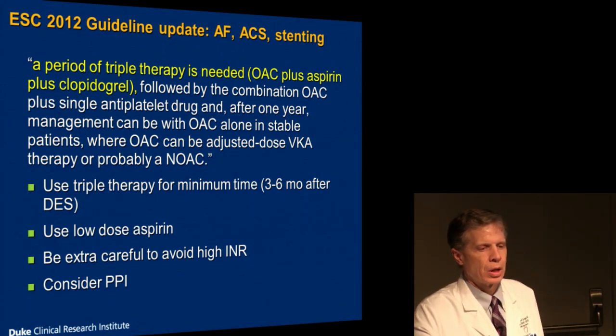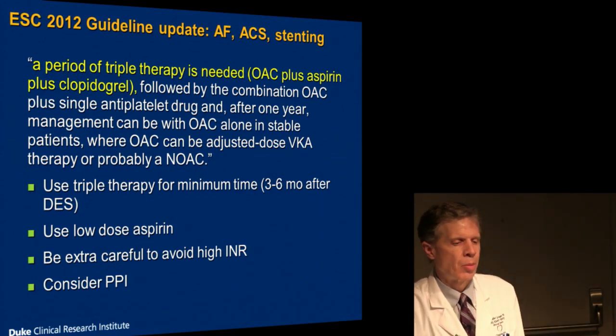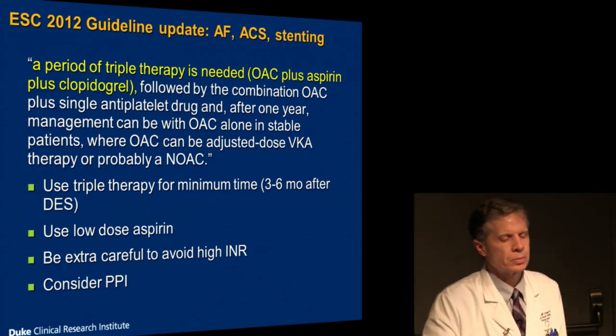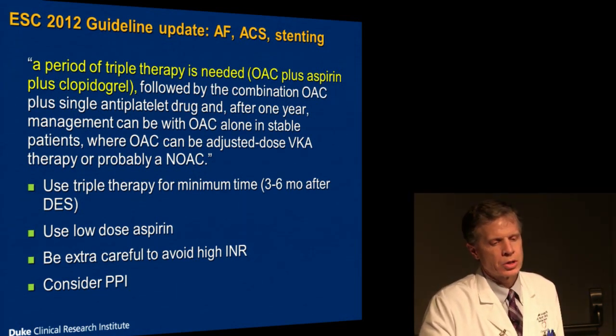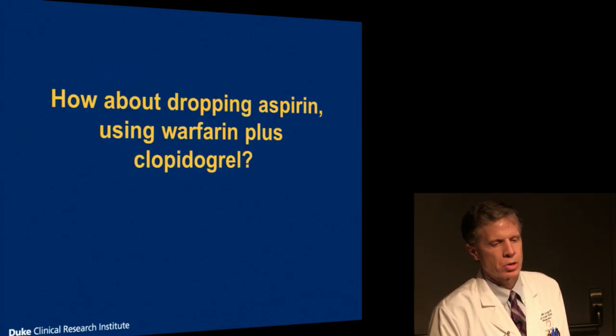Use triple therapy for the minimum time to minimize this hazard of a 3- to 4-fold increased risk of major bleeding. That means 3 to 6 months after elective stent, certainly. After ACS stenting, a little bit less clear. Use low-dose aspirin. Be careful to avoid a high INR. Probably use proton pump inhibitors. Maybe consider one that doesn't interfere with CYP2C19, like pantoprazole, as a better choice.